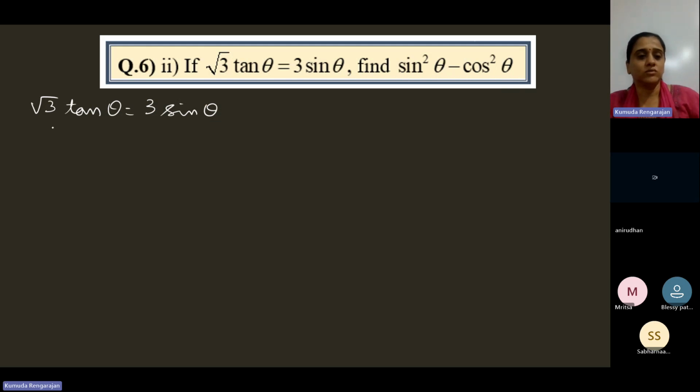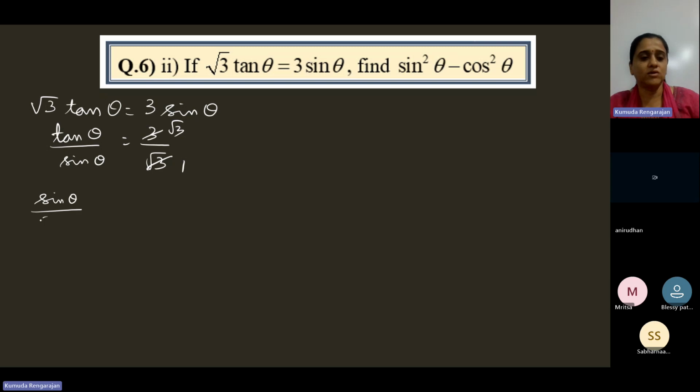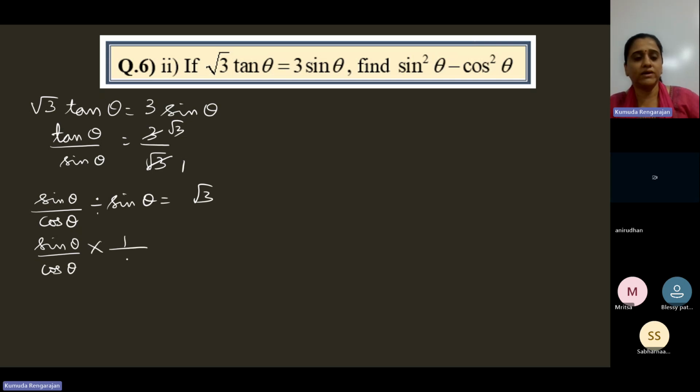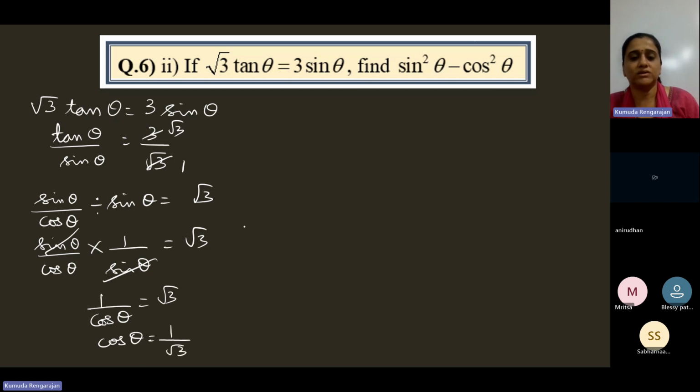Okay. So tan theta by sin theta is equal to 3 by root 3. Tan theta is sin theta by cos theta divided by sin theta is equal to root 3. So sin theta divided by cos theta into 1 by sin theta is equal to root 3. 1 by cos theta is equal to root 3. Cos theta is equal to, taking reciprocals on both the sides, 1 by root 3.